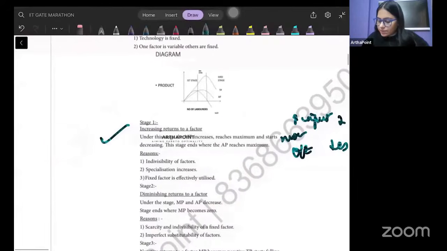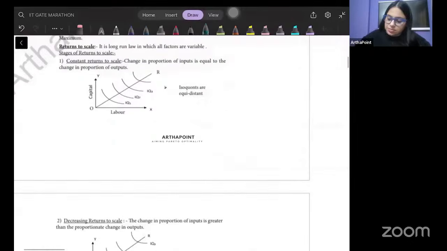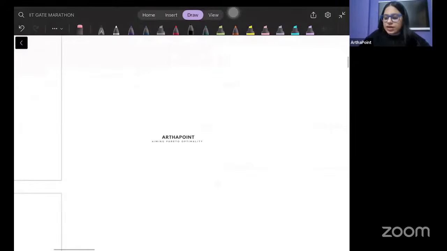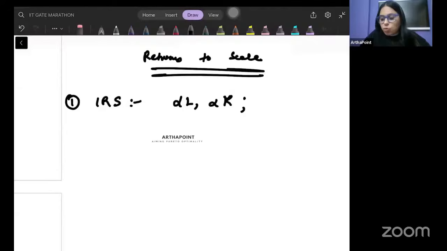You can just go through this. This is basic. I want to talk about this. This will come in exam. Important. Very, very important. Look, all of us are aware of the 3 returns to scale. So we know that when it is increasing returns to scale, if you scale your labor and capital by alpha, then your output will scale by more than alpha.